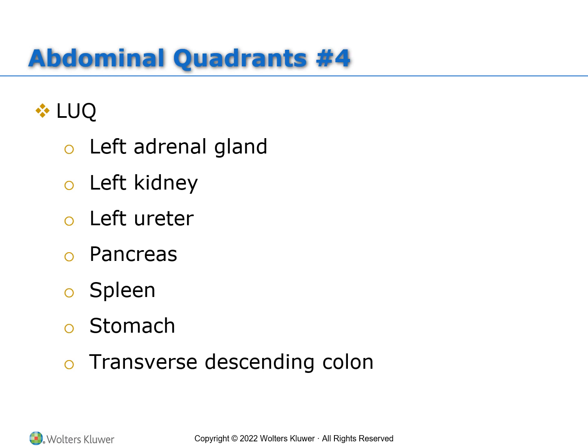In the left upper quadrant, we have, again, the liver, the stomach, the pancreas, the transverse descending colon, the left adrenal glands, left kidney, and the spleen. So all those things are in the left upper quadrant.